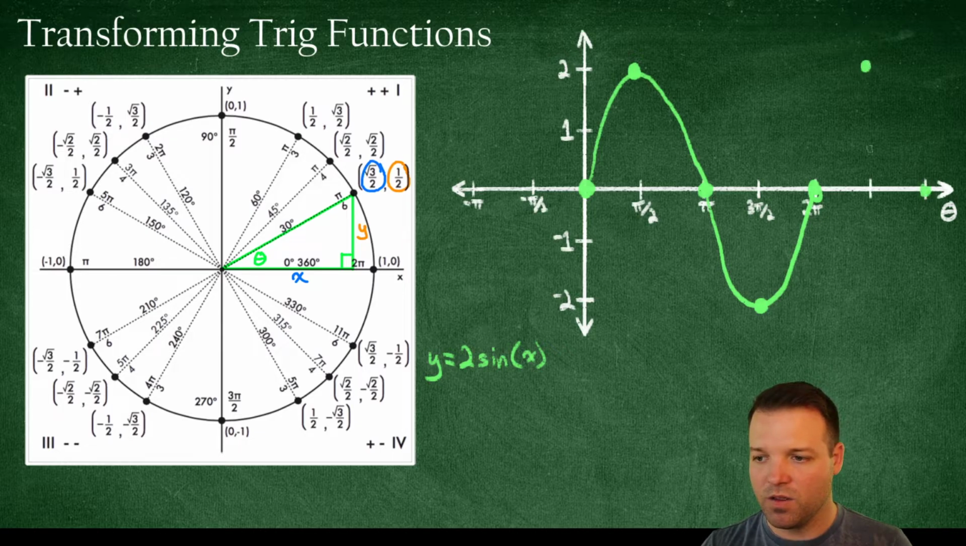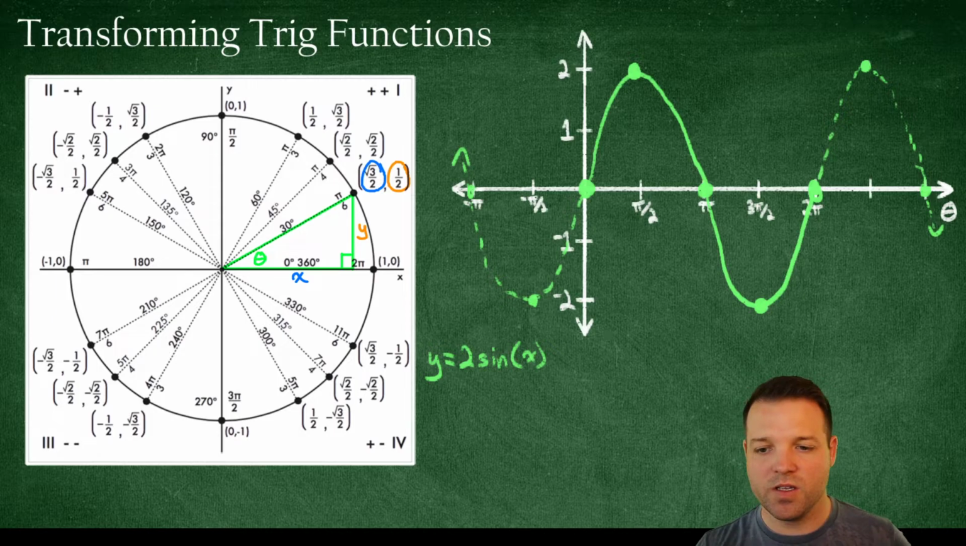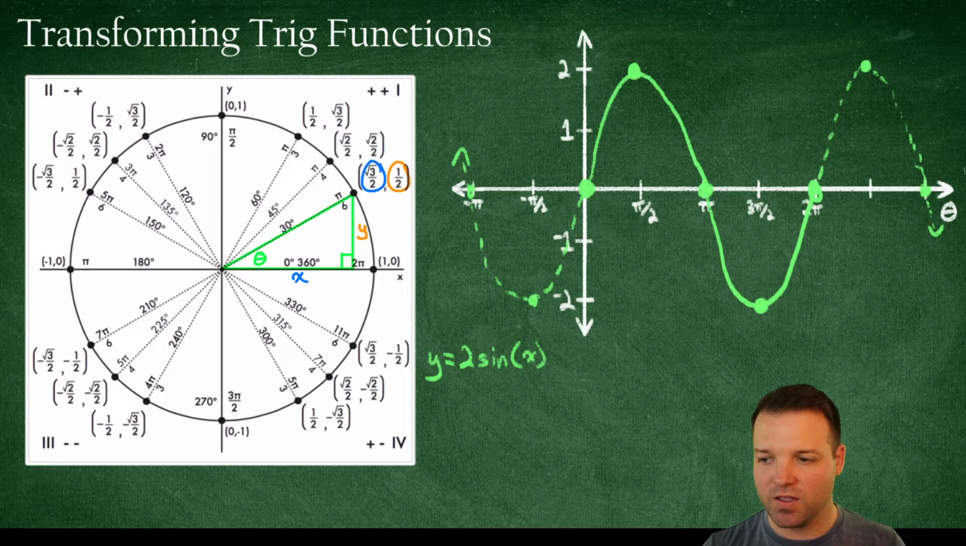Let's go ahead and just finish this off, because it's going to go on forever. And I'm going to use dotted lines just to show you guys that this is a new cycle. And I'm going to do the same thing here as well. Okay, and so there we go. So there is the graph of y is equal to 2 times the sine of x. All right, let's move on to the next one.